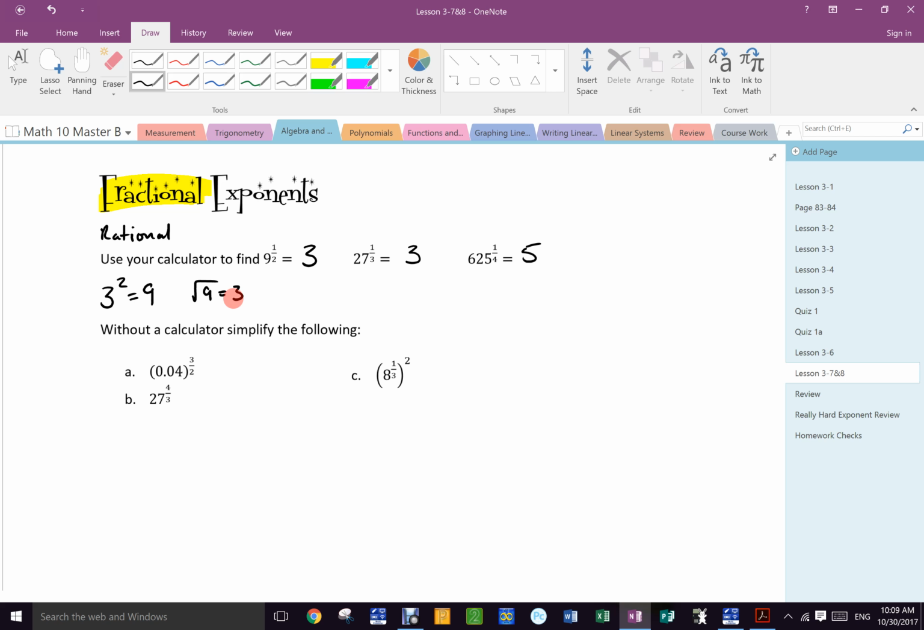So now let's look at something logically here. If the square root of 9, and I have to wait till my computer thaws, if the square root of 9 equals 3, and 9 to the 1/2 equals 3, then what do we know about 9 to the 1/2 and the square root of 9? That they are the same thing, aren't they? Because if they both equal 3, then they must equal each other, yes?